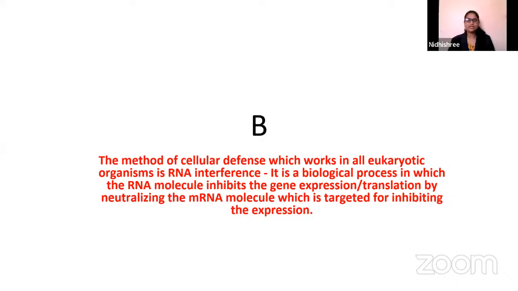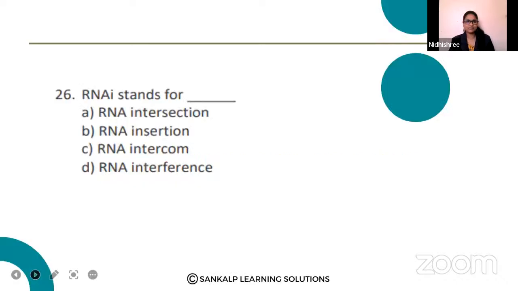Okay. So here the method of cellular defense, we can observe it in all eukaryotic organisms. It is a biological process. The RNA molecule inhibits the gene expression, inhibits the translation. How? By neutralizing the mRNA molecule, because translation should take place with the help of mRNA, right? It is targeted for inhibiting the expression. This is regarding RNA interference.